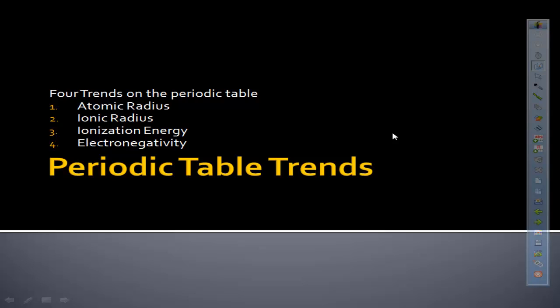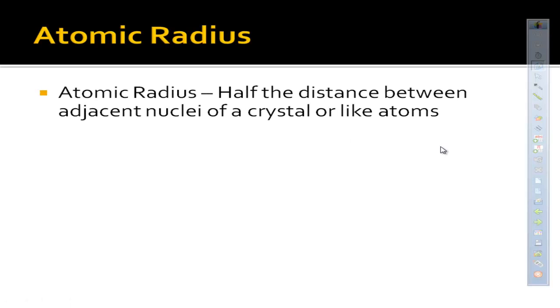There were four more trends that we need to talk about on the periodic table. Those four trends are going to be atomic radius, ionic radius, ionization energy, and electronegativity. Atomic radius. Atomic radius is just going to be half the distance between adjacent nuclei of a crystal or a like atom. And what we mean by that is, again, we cannot measure a single atom.